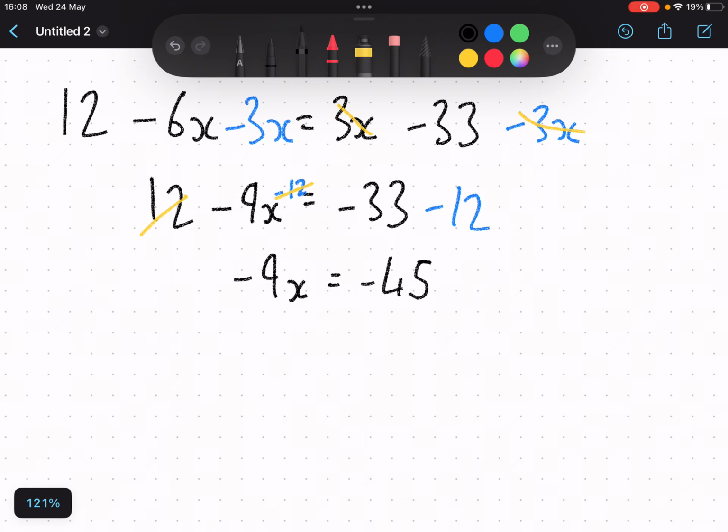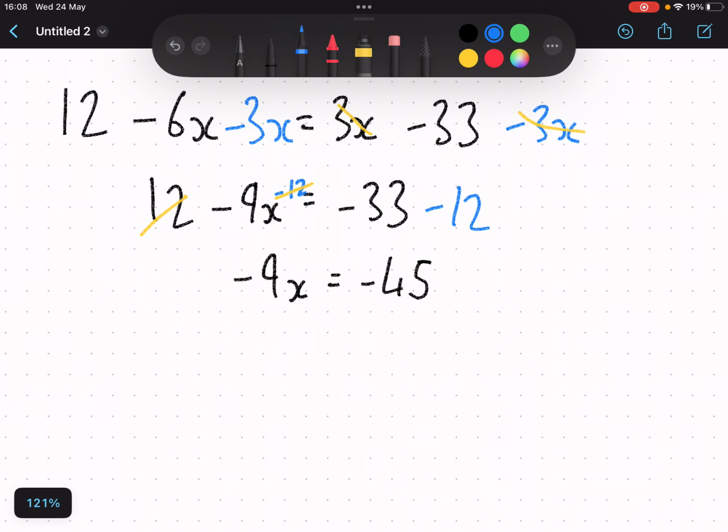That's the type of thing I would probably check on a calculator. So minus 33 minus 12 is minus 45. If you get my two minuses like that mixed up a little bit, just check it on the calculator. But again, that's not what we're talking about when we say two minuses making a plus. Minus 33 take away 12 is minus 45. Anyway, minus 9x is equal to minus 45.